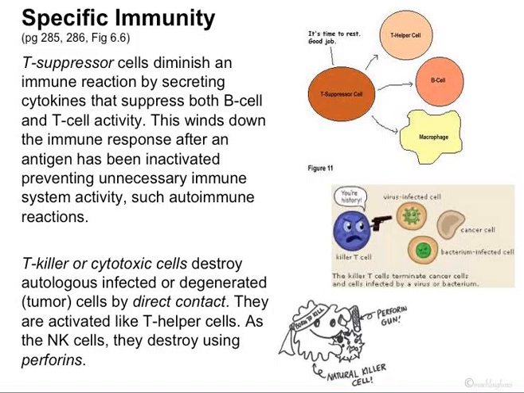The T killer cells, or the cytotoxic cells, are the sharpshooters in the system, and they destroy infected or degenerated cells by direct contact. What they do is they are activated by the T helper cells, and then they know who to go for, and they have little perforins, little bullets, similar to a gun bullet, that will shoot those infected cells down, and when they get holes in their cell membrane, they will disintegrate. We already looked at that briefly when we discussed the natural killer cells, or when I mentioned the natural killer cells.